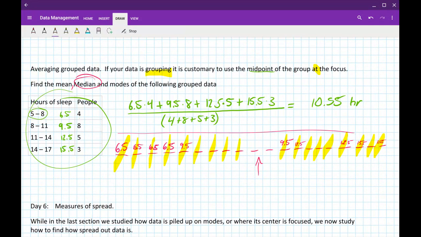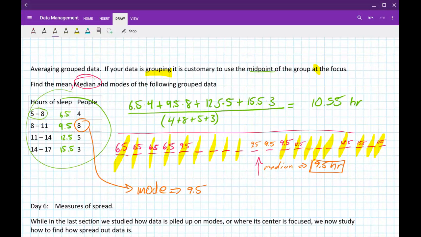But what is the middle? Well, remember, each of these people have a 9.5. So therefore, the median sleep would be 9.5 hours, to the best of our knowledge, right? I mean, because the data is grouped, we don't really know what the median is, but the best we can do would be that. Mode would be the most frequently occurring number, and so the mode would also be 9.5 because it appears 8 times, okay? So that's measures of central tendency.